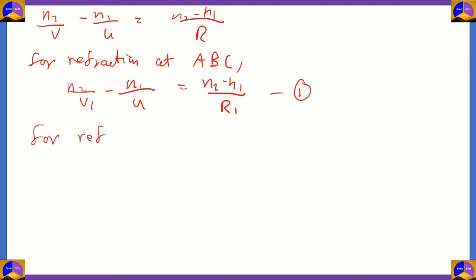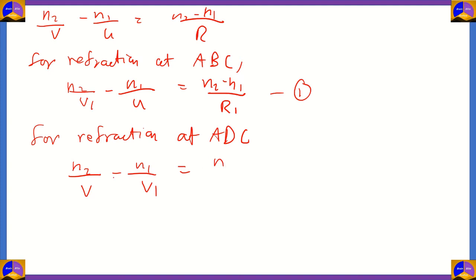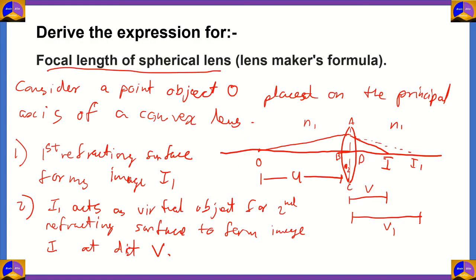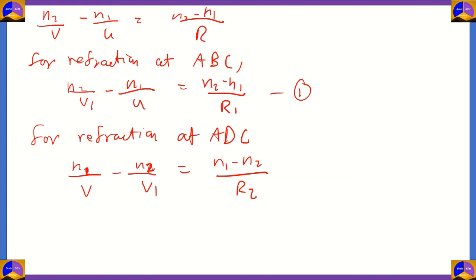Now for the other side, for refraction at the refracting surface ADC, there is a slight change. The formula now becomes N1 by V minus N2 by V1 equals N1 minus N2 divided by R2. The reason why that happened is that at the second refracting surface, the image I1 acts as the object. So V1 now becomes the object distance. The final medium where the actual image is formed is N1, and the medium where I1 acted as the virtual object is N2. That's why it becomes N1 by V minus N2 by V1.